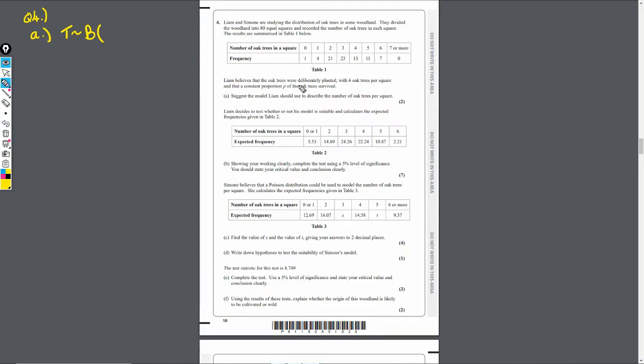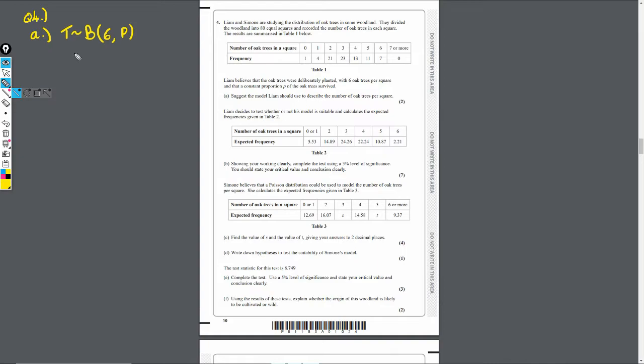My N, well, how many oak trees? 6 oak trees per square. That's my fixed trial here, my fixed number, so that must be my N. And my P, well, we don't know what P is, so we're just going to write P like that. We can later work this out, but for now we don't know what it is, so we'll just put P. And that's simply all you've got to do for the first 2 marks. It's just understanding that it needs a binomial because we're talking about proportion. So that's part A done.